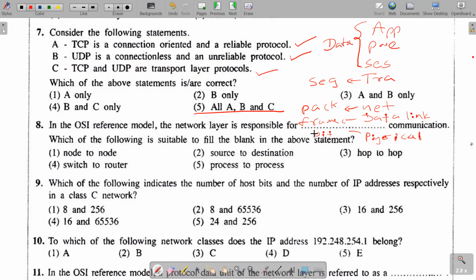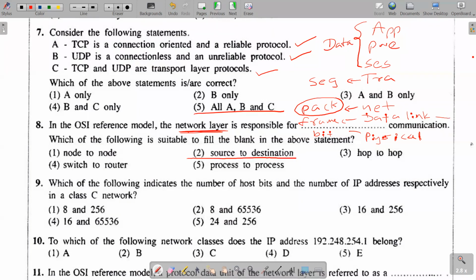Right, so they are asking about the network layer. So network layer is talking about the packets. Packets means the source and the final destination. Right, so that means it's the second one. It's going to be the answer.